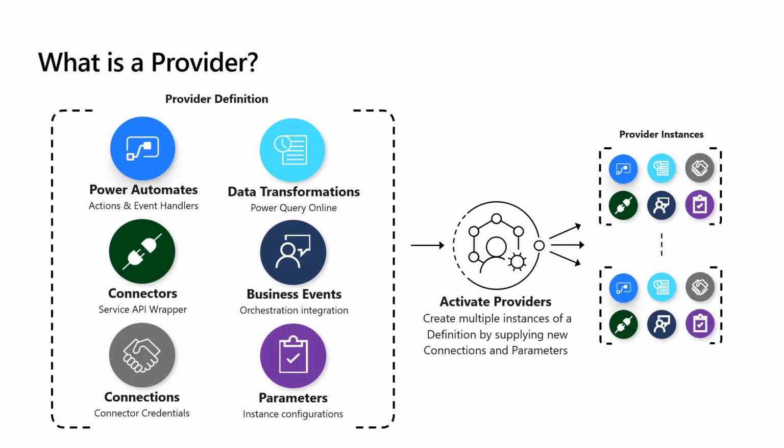Let's first talk about the main concepts of a provider. So a provider is a definition which you'll find in the catalog in Intelligent Order Management. And then once you activate a provider, you'll have provider instances. So within the provider definition, we have a concept of a Power Automate that represents the relative actions and events that that provider can do.